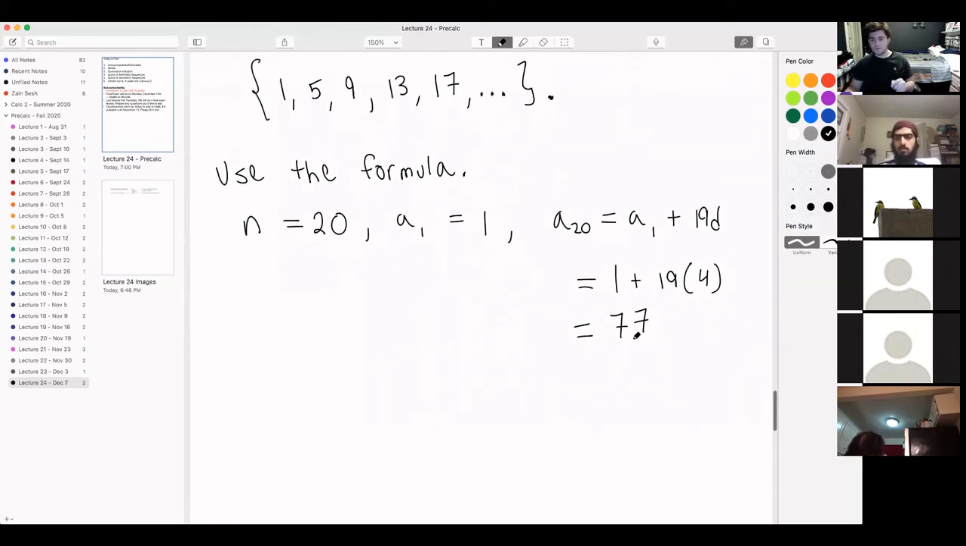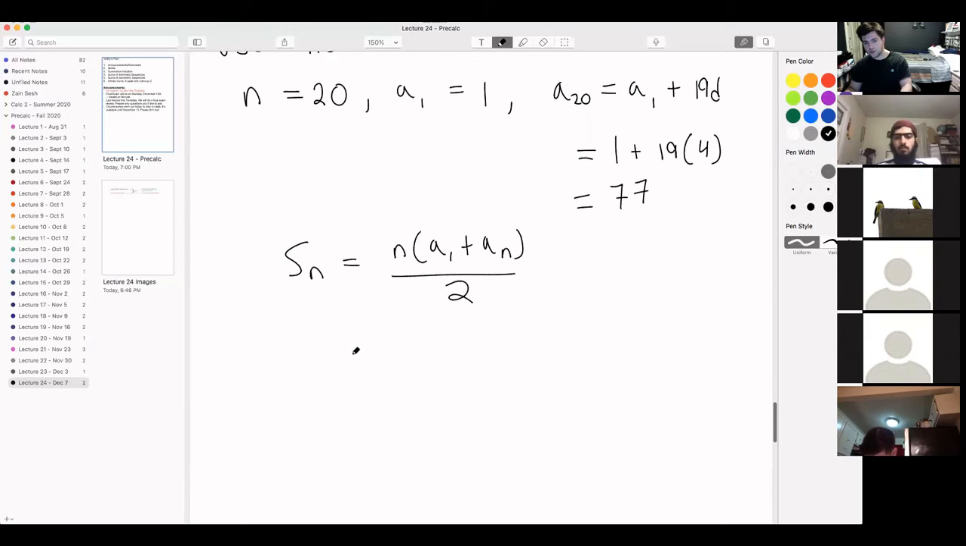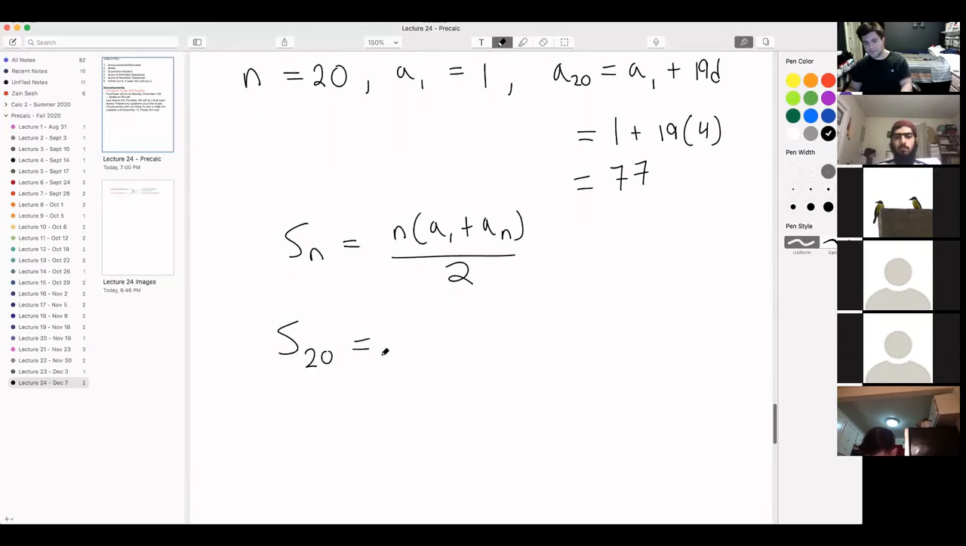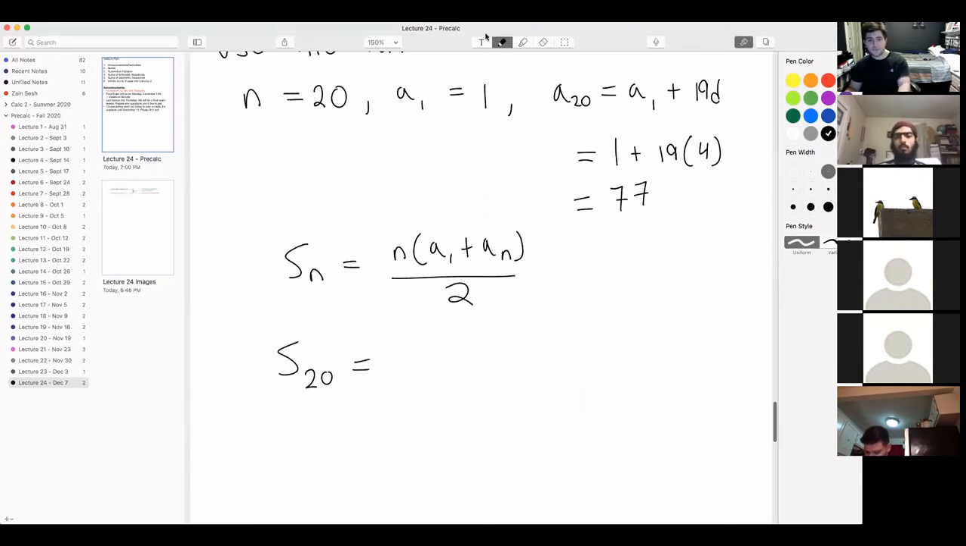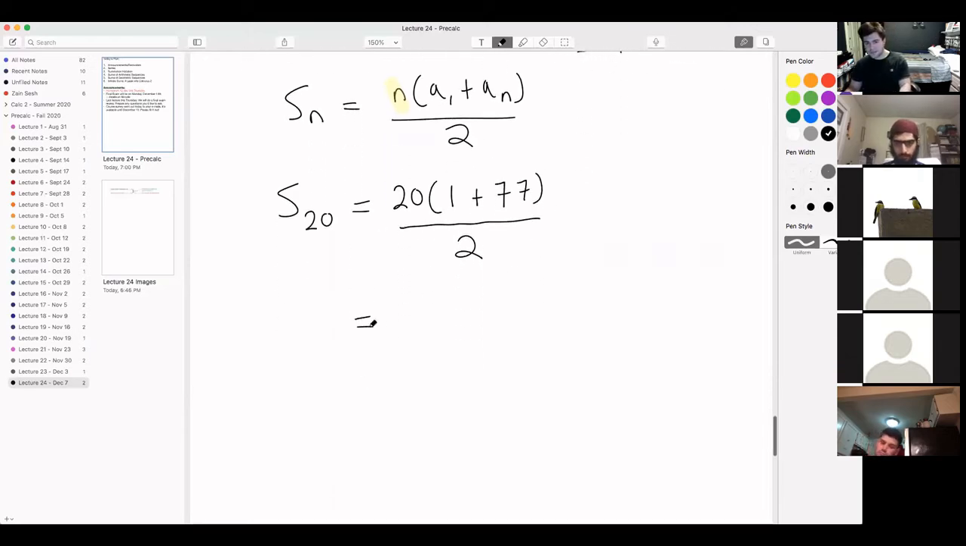Okay, so we have all the pieces of information we need. So Sn, I'm going to rewrite the formula. It's n times a1 plus an over 2. So we want S sub 20. So we have to plug in. So n is 20, so I plug that in right here. A1 is 1. A sub 20 is 77. And then you divide by 2. All right, and you just work this out. You will see that this becomes 10 times 78, which is 780.